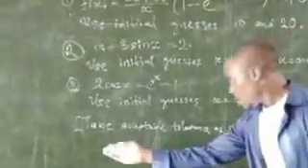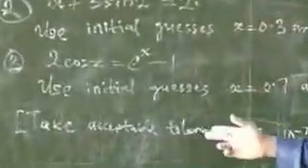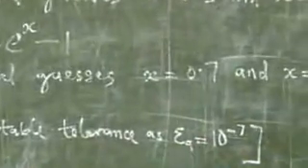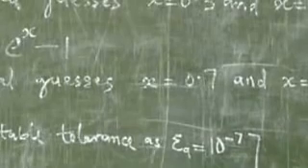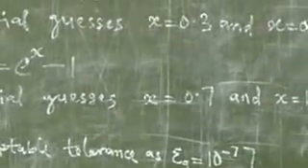Right here we have this condition. Take acceptable tolerance as 10 raised to power negative 7.